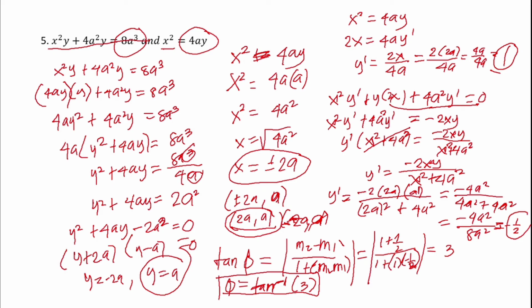So that is the angle between x squared y plus 4a squared y is equal to 8a cubed, and x squared is equal to 4ay. Again, the first step is we need to find the intersection. Next is find the first derivative and substitute to the formula. That is it. Alright, so that's all about number 5.